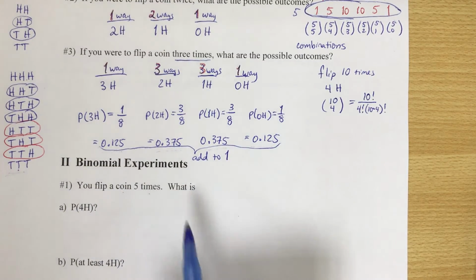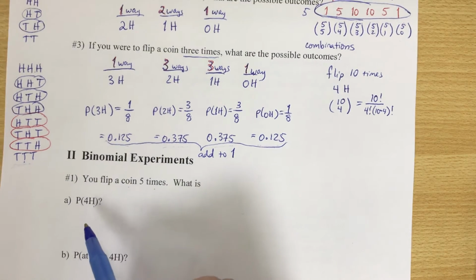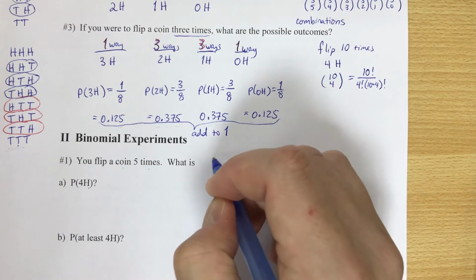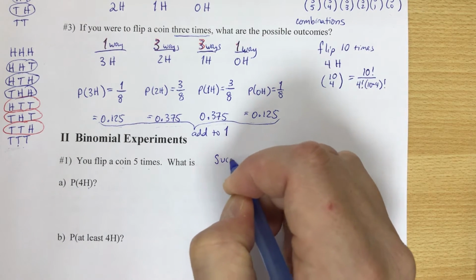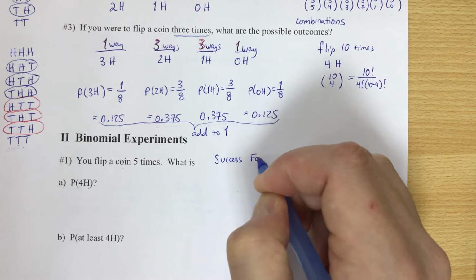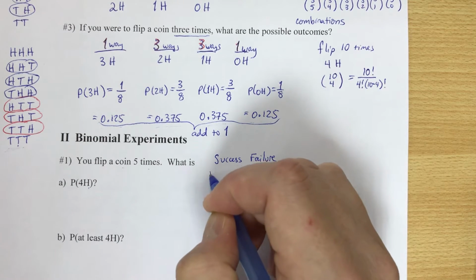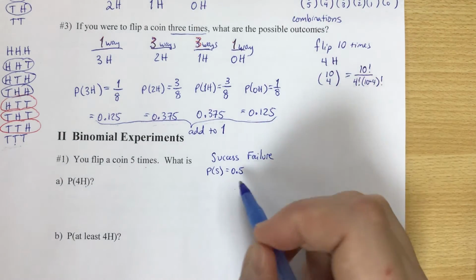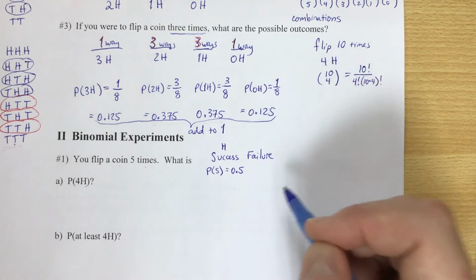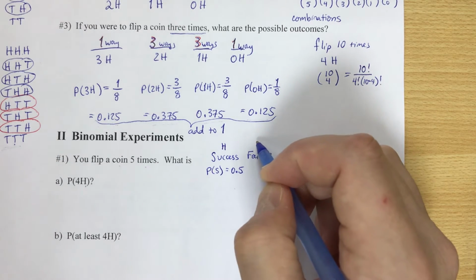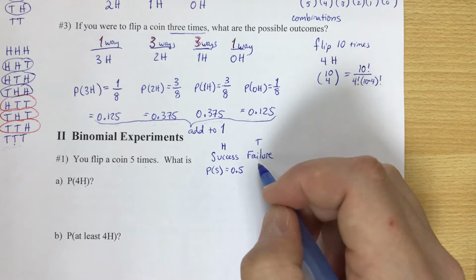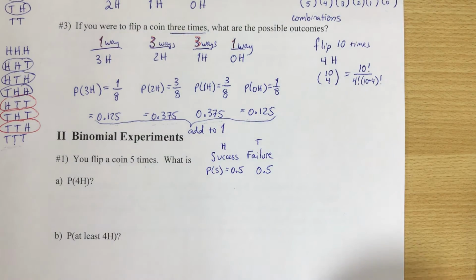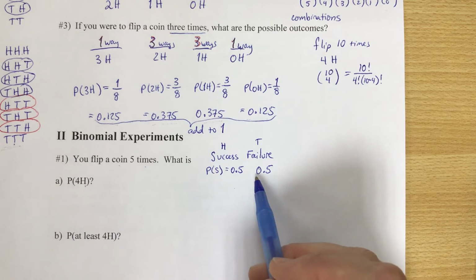You flip a coin 5 times. What's the probability that we get 4 heads? One thing that we want to understand is we can have success or we can have failure. In this case, the probability of success is 0.5. Success will be we get heads. Failure will be we get not heads, or in this case, tails. The probability of failure, assuming this is a fair coin, is 0.5. So these are the same.